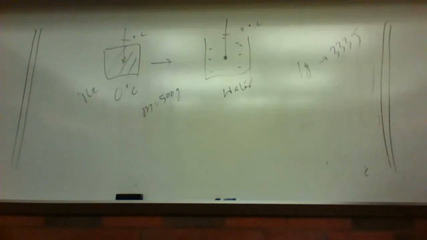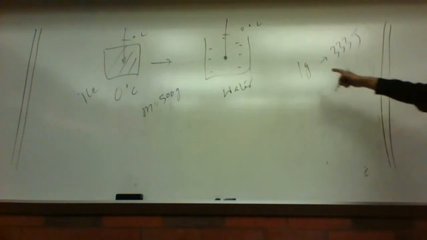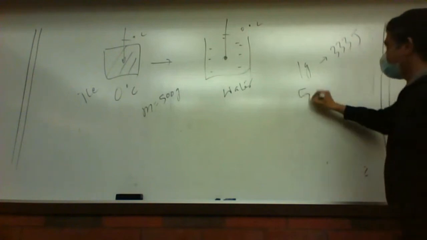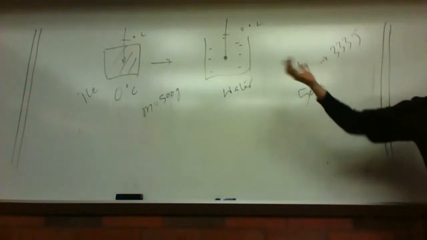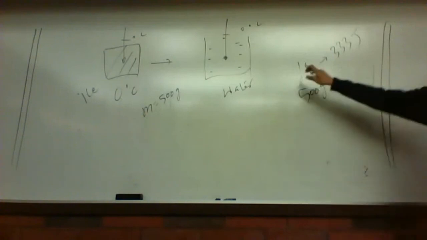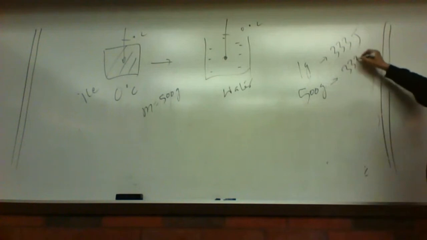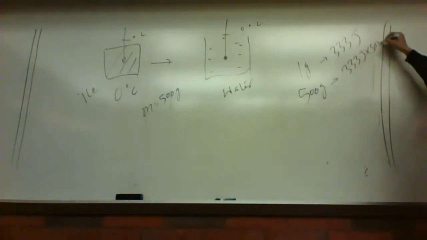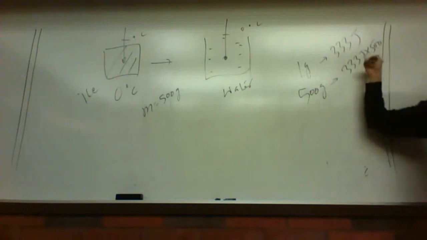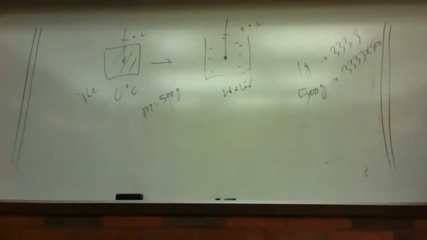If you go to the previous slide, you can see that if I take 1 gram of ice and heat it and completely change it to liquid water at 0 degrees centigrade, I need to supply 333 joule for 1 gram. Now you can easily know, if 1 gram needs 333, how much do 500 gram need? Multiply by 500, right? 333 joule multiplied by 500. 1 gram needs this much, 500 gram needs more. Easy.